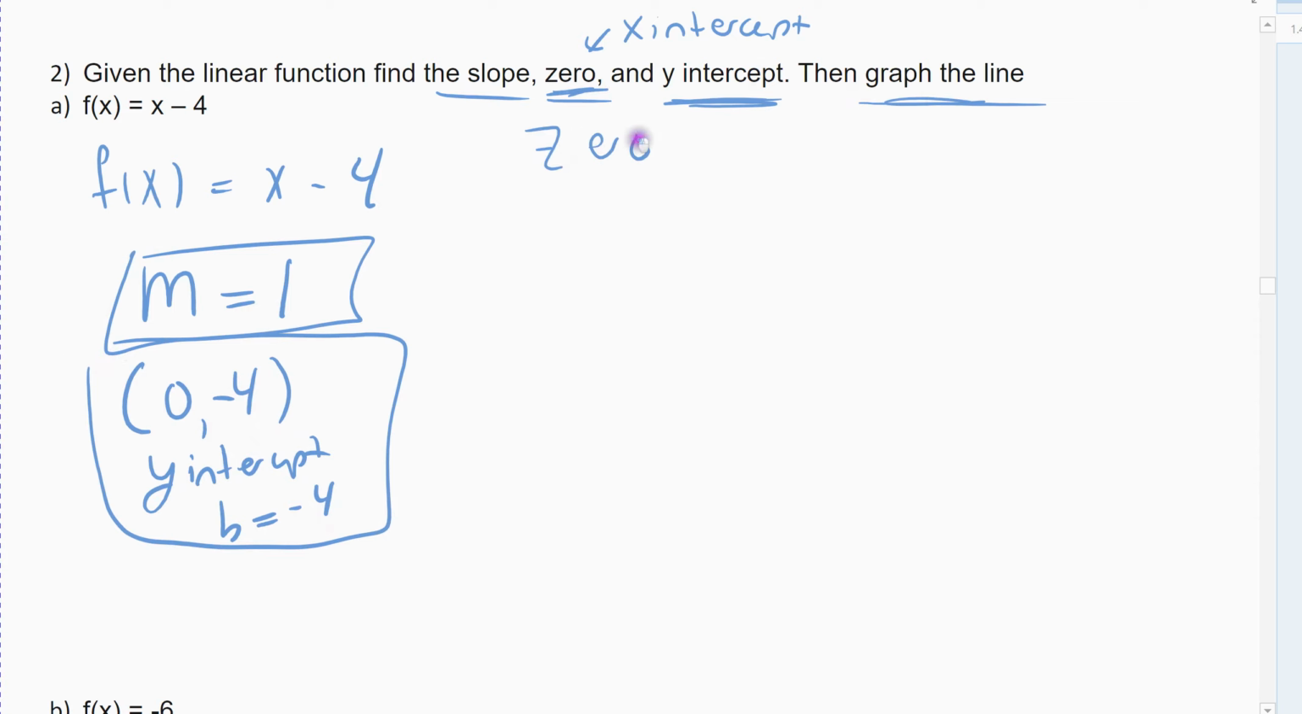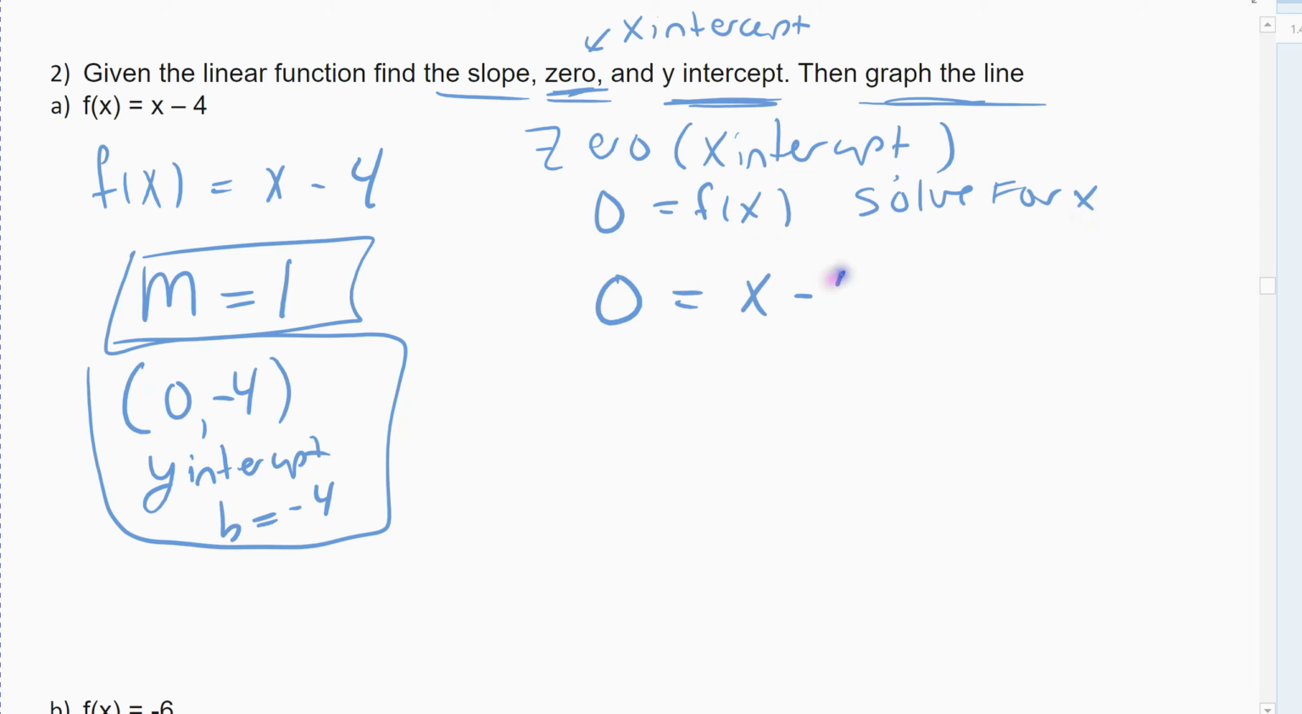So I'm going to find my 0 next, which, remember, is just my x-intercept. We call it the 0 because it's when the function equals 0, right? I set my function equal to 0 and solve for x. So take my function, x minus 4, set it equal to 0 and solve for it. So this is pretty simple.